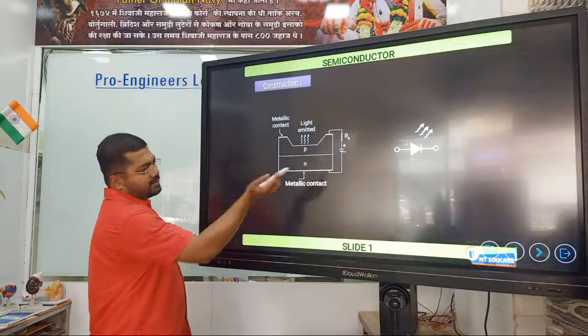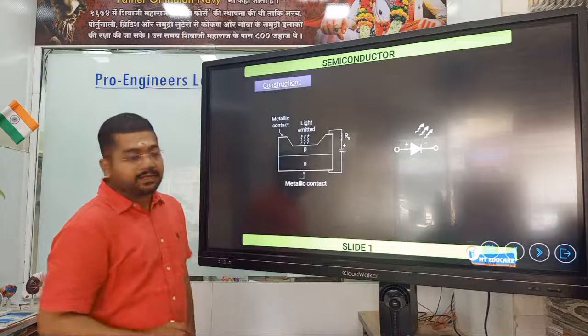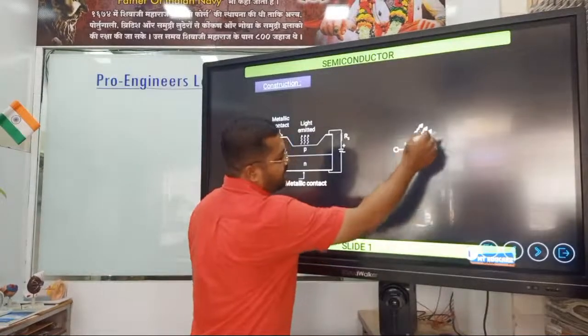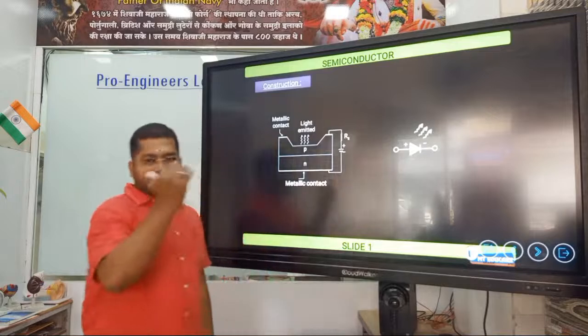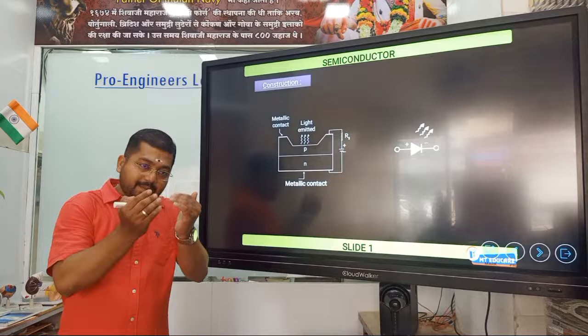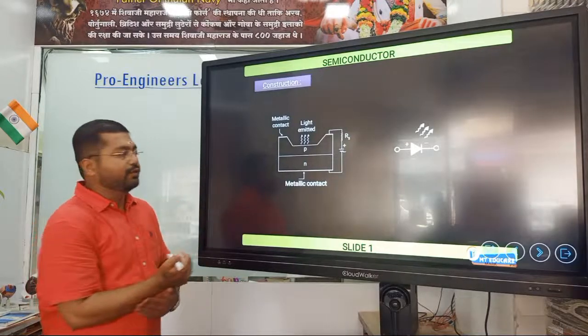So this is the symbolic representation of LED. Prior to this, we have seen only this much part. Now, if you add arrows on that which are coming out, that is nothing but a light emitting diode. If the arrows are coming towards that diode, that becomes a photodiode.